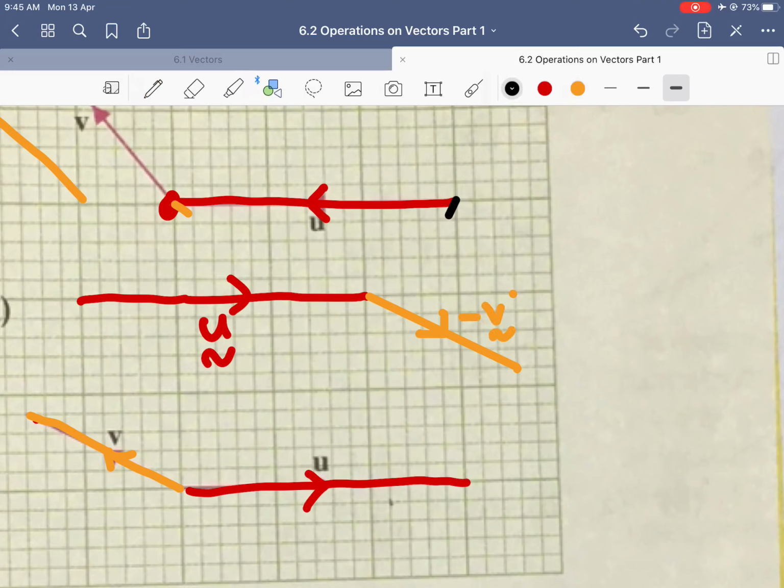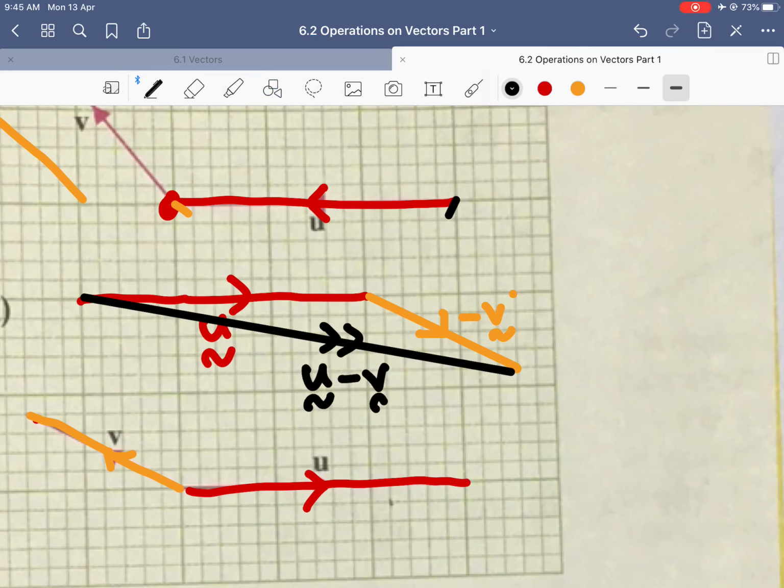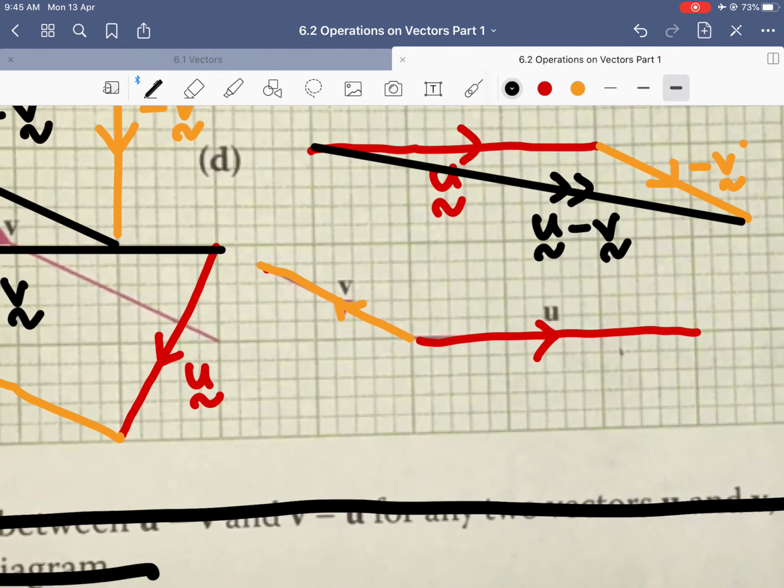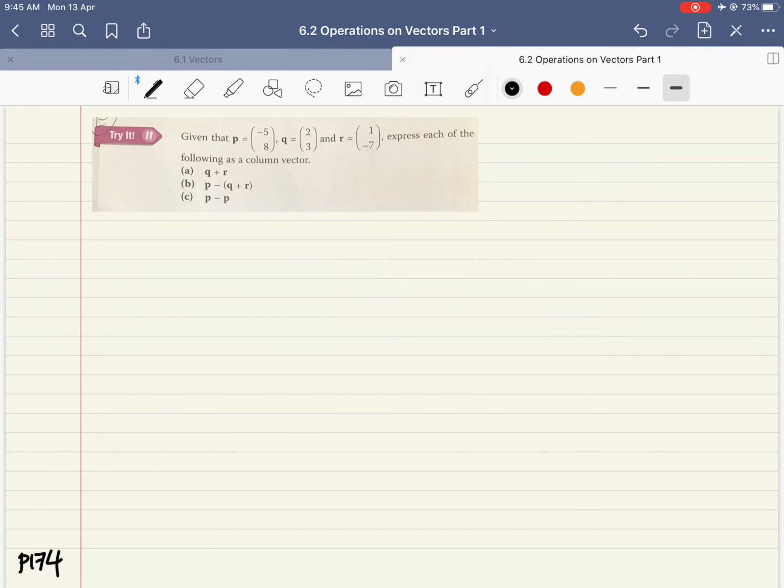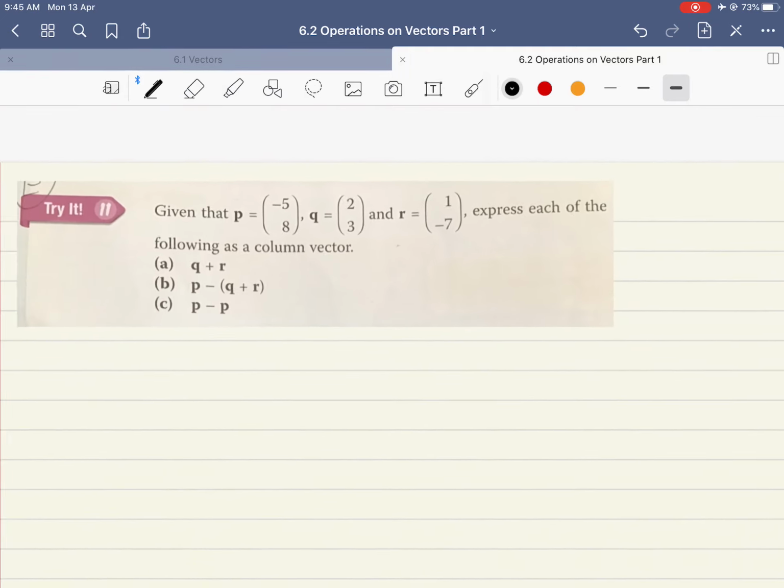This itself is negative v. Hence, my resultant in this case of u minus v, if I just draw it out, will be down here like this. So I'll label this as u minus v. I will move on now to try 11.